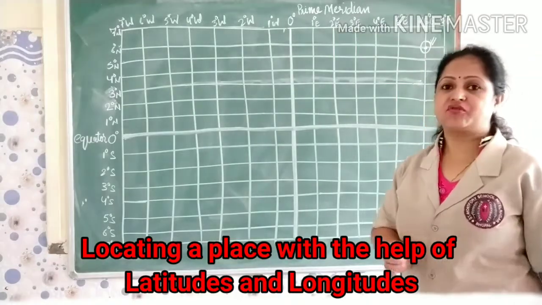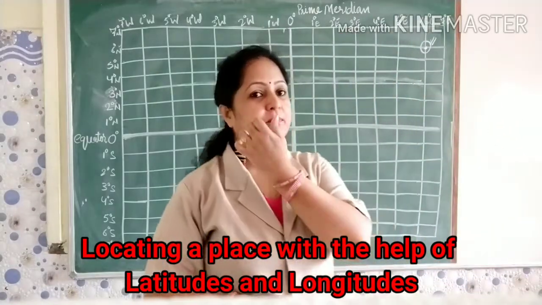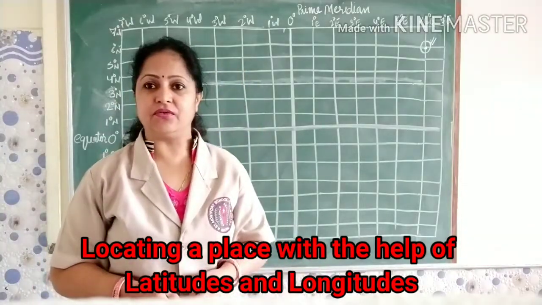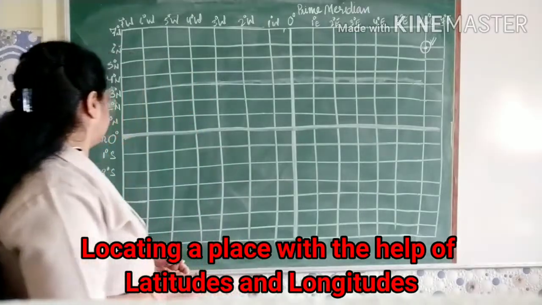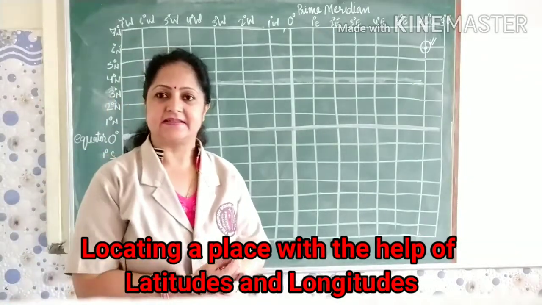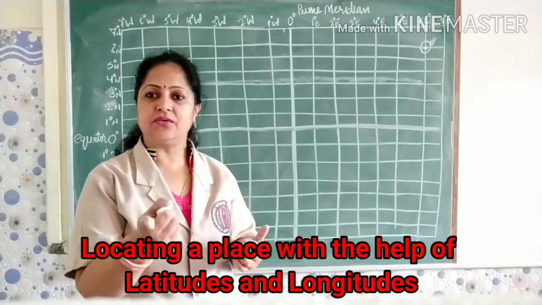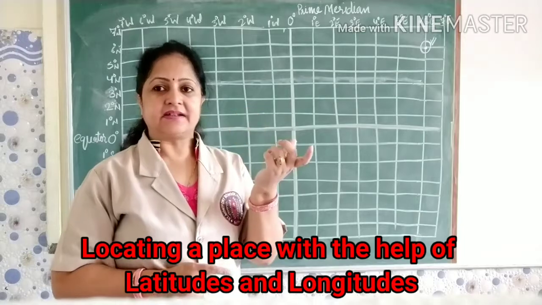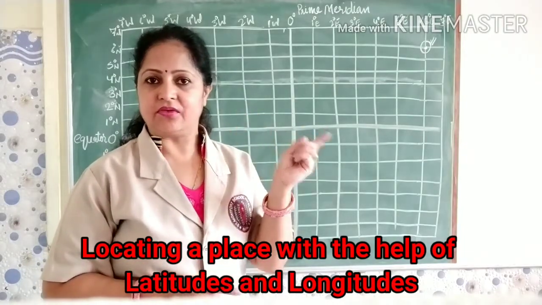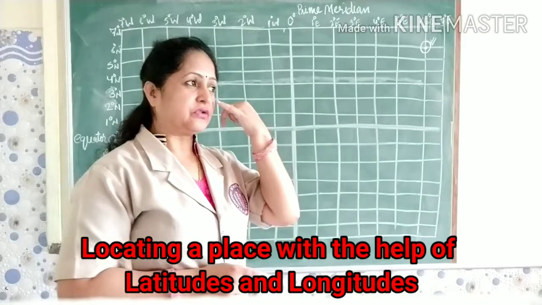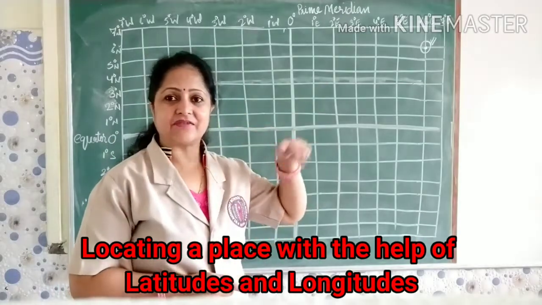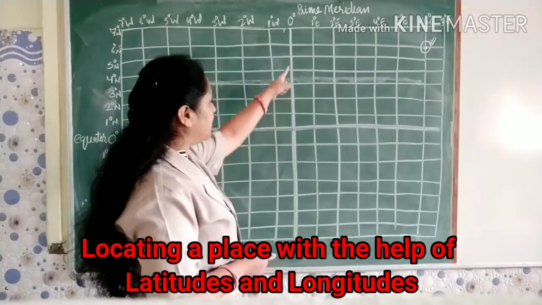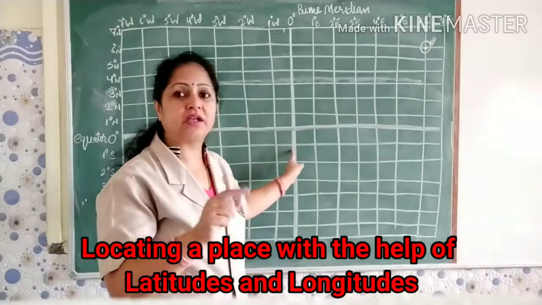Now let us take one more question here. Locate a place at an angular distance of 2 degree W and 4 degree S. So I have given here two angular distances. One is 2 degree W and the other is 4 degree S. So 2 degree W means east-west, that is the prime meridian. So this is our prime meridian. From here we have to find out 2 degree W.